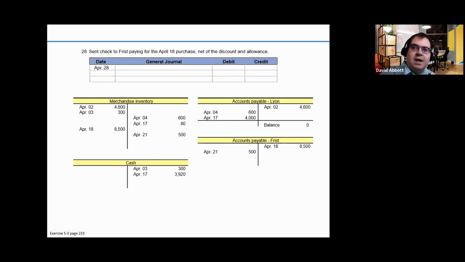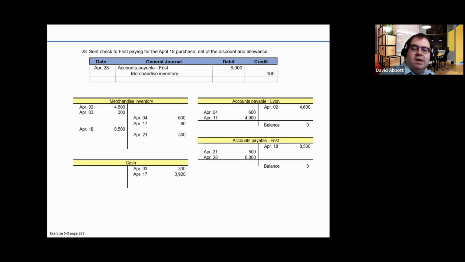And then finally, on April 28th, we sent a check to Frist paying on the April 18th purchase. So it's the net of the discount and the allowance. So we were paying it within the, I believe it was 10 days. So we're good. So now that closes out the Frist because we don't owe them. So we would debit accounts payable Frist $8,000. That then clears out the amount that is owed to them.